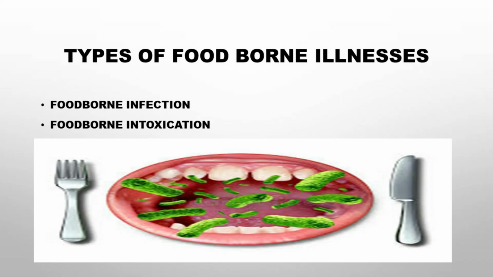Illness that can be caused by the pathogens themselves is called foodborne infection. Foodborne infection is widely distributed in nature, and these pathogens can be isolated from meats, milk, vegetables, and fishes. In this type of foodborne illness, bacteria produce toxins that cause illness.